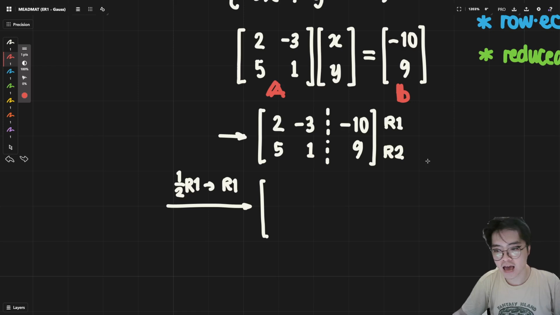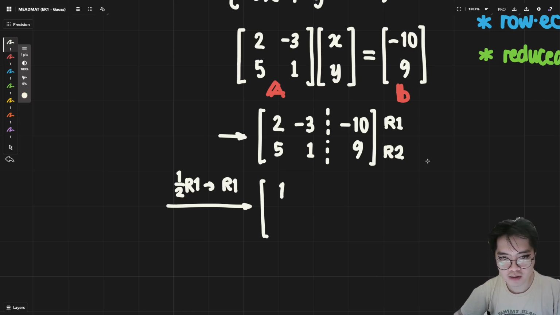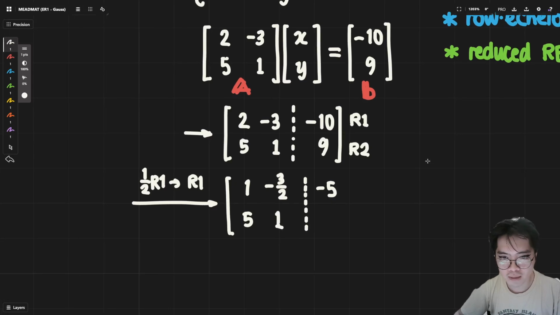We can add, subtract, multiply, divide. Everything there is possible. What do we mean? Let's just have this so far, right? 2 divided by 2 is 1. -3 divided by 2 is -3 over 2. And then we will have here -10 divided by 2 is -5. And everything in the bottom remains unchanged.